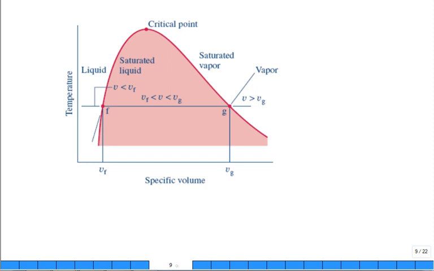So let's talk a little bit about what happens in between. In between, we still want to have a specific volume of the mixture. It could be maybe right here, or maybe right here, or maybe right here. If the specific volume of the mixture is real close to V sub F, does that mean it's all liquid or all vapor? It's all liquid. If the V is very close to V sub G, it's all vapor.